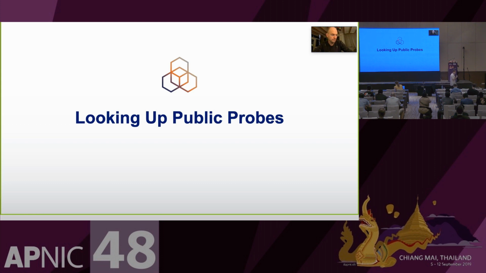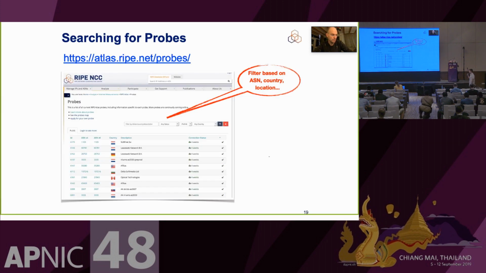Then we're going to get to the next part, which is looking up existing probes, public probes. Assuming that you already created an account, it's very easy to get there. If you go to atlas.ripe.net/probes, then you will get an overview of all the publicly accessible probes.